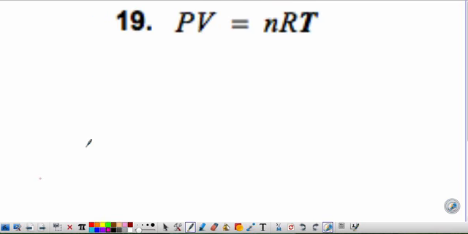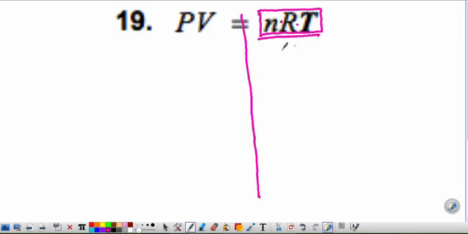Okay, let's look at 19. We're solving for the bold variable, which is what? T. We only have one term over here, so I need to deal with this N and this R. N and R are being multiplied by T. Anytime you have variables sitting there hanging out and there's nothing in between them, they're being multiplied. What's the inverse of multiplying? Divide. So we're going to divide by N and R.